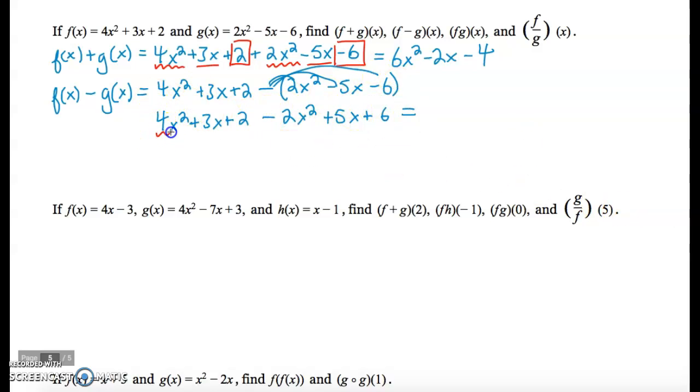So now I have 4x squared minus 2x squared. I have 3x and 5x, and I have plus 2 and plus 6. So 4x squared minus 2x squared would give me 2x squared. 3x plus 5x would give me 8x. And then 2 and 6 would give me a positive 8.